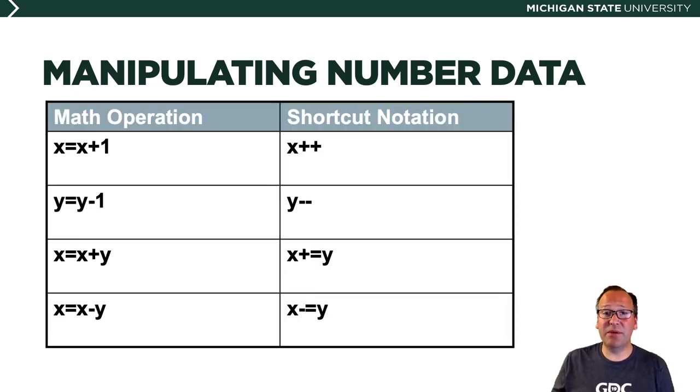There are a number of common math operations that you tend to do a lot in C#. There is a shortcut notation that you can use to perform these operations. So if you want to add the number 1 to a variable, you can use plus plus, or you can use minus minus to subtract 1. You can also use plus equal to add one variable to another and store the result back into the first variable, or minus equal to subtract one variable from another and store the result in the first.